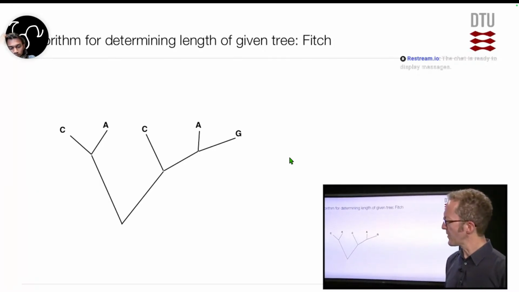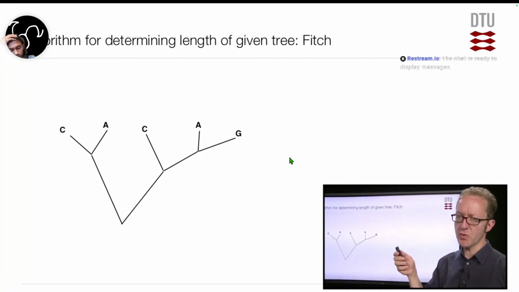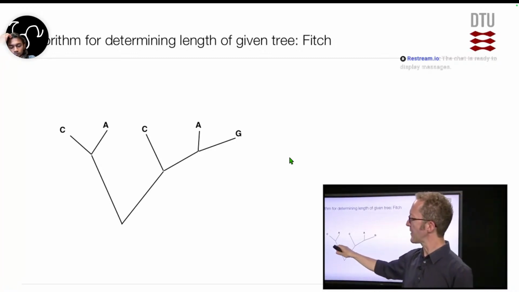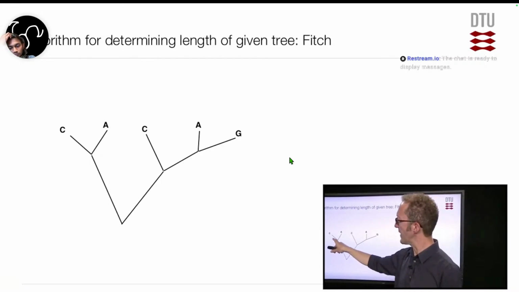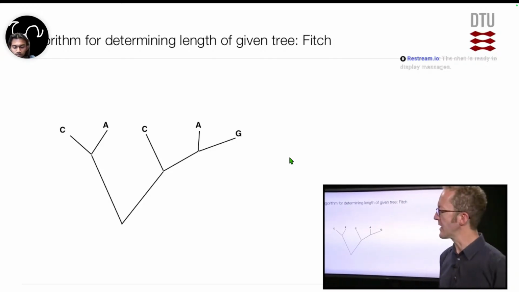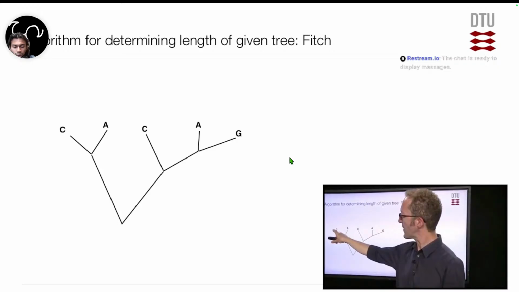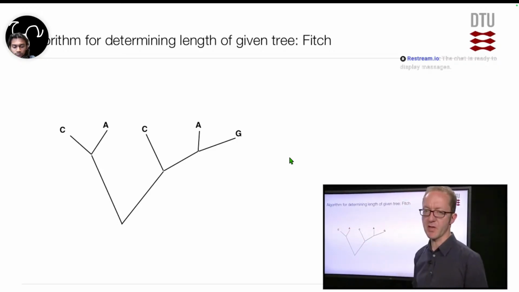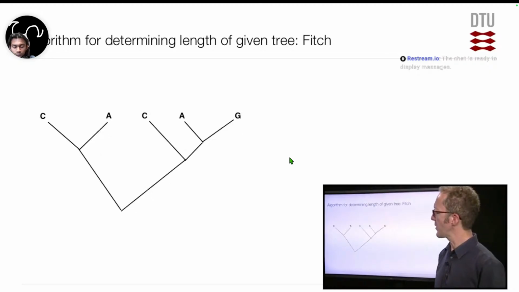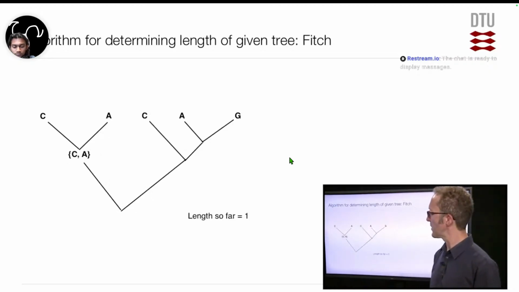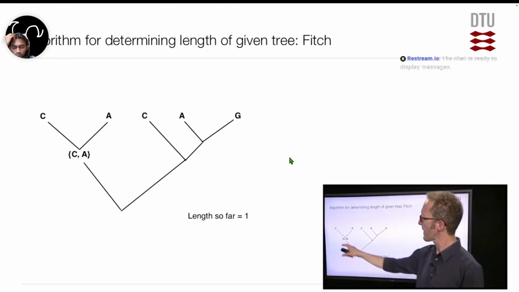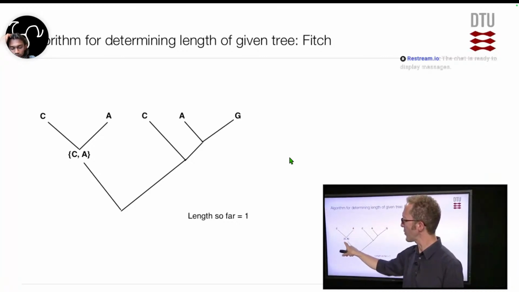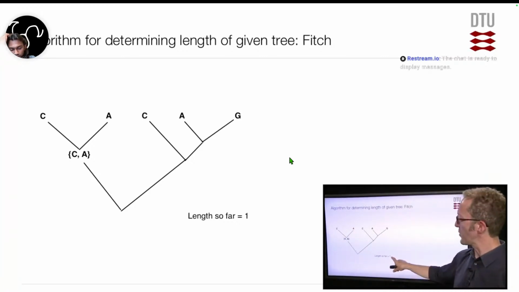Step number 2 in the algorithm is now to visit an internal node where we don't know the state set, but where the state set of its immediate descendants have been defined. So one example is the node over here at the left, where the descendants are C and A. So the descendants have state set C and state set A. They have nothing in common. Obviously, they're 2 different nucleotides, and we therefore have to assign the union of these nucleotides to the internal node. This has a C, this has an A, they have nothing in common. We assign the union to the internal node, and we increase the tree length by 1. So the length so far is 1.